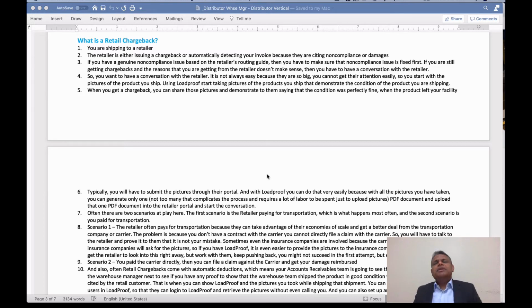So you start with the pictures of the product you ship. Using LoadProof, you can start taking pictures of the products you ship that demonstrate the condition of the product you're shipping, right? When you get a chargeback, you can share those pictures and demonstrate to them that the condition was perfectly fine when the product left your facility, right? So typically you'll have to submit the pictures through their portal.